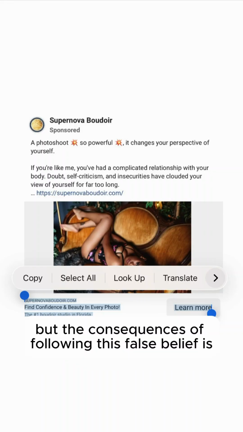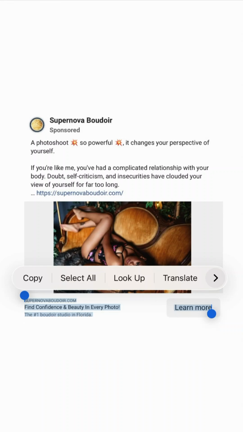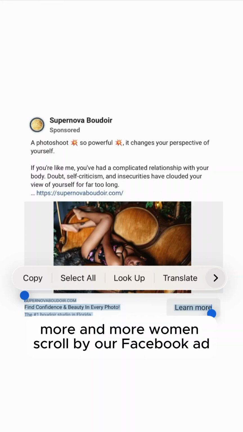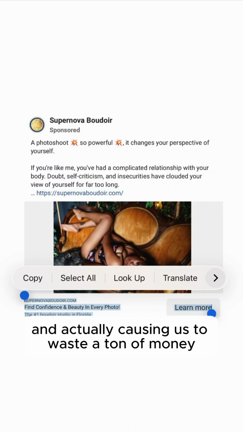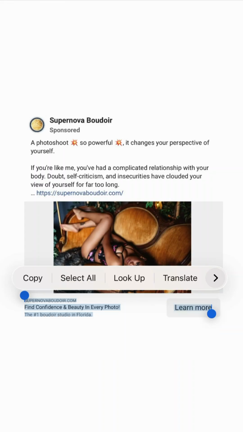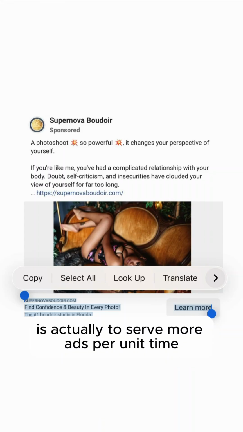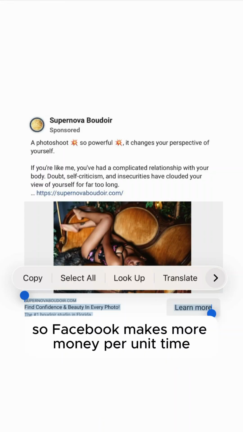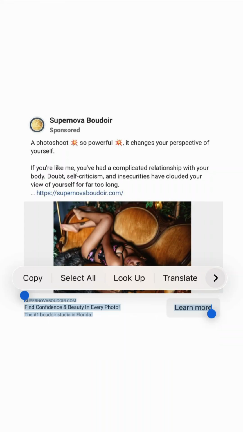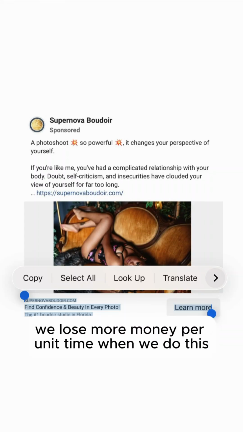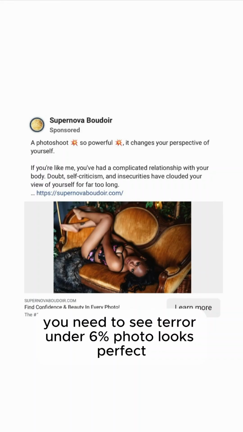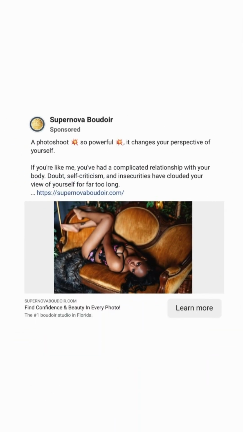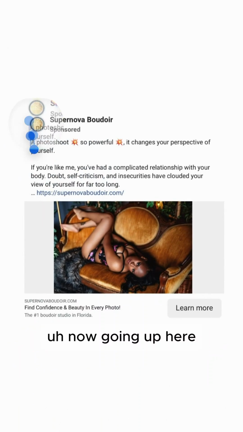But the consequence of following this false belief is more and more women scroll by our Boudoir Facebook ad out of 100, pulling our unique CTRL under 6%, and actually causing us to waste a ton of money. Now, what Facebook gets is actually to serve more ads per unit time. So Facebook makes more money per unit time. We lose more money per unit time when we do this. And this is pulling our unique CTRL under 6%. Photo looks perfect.